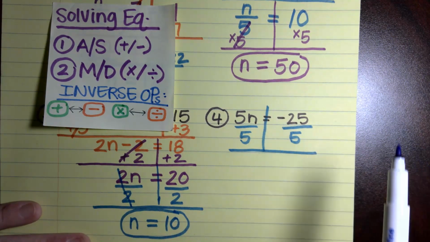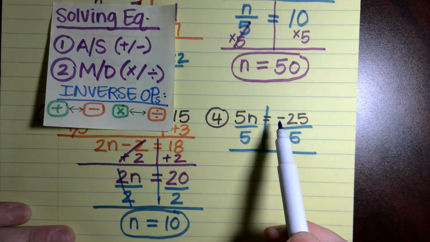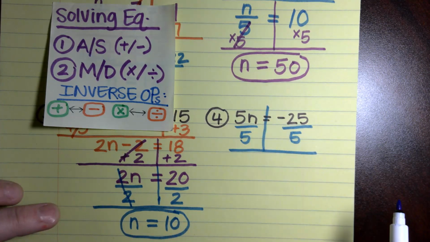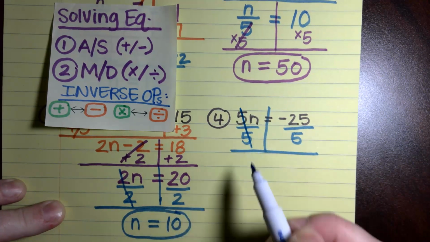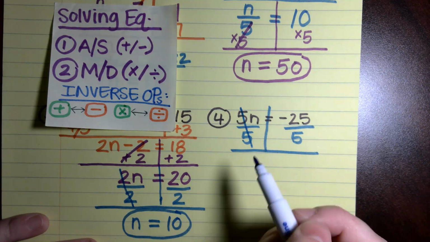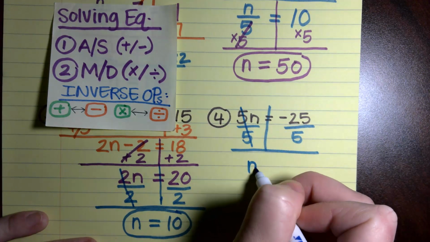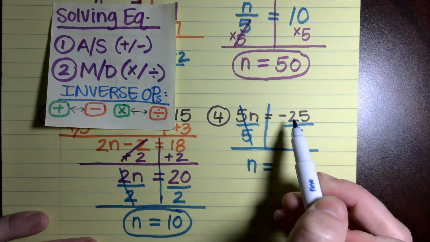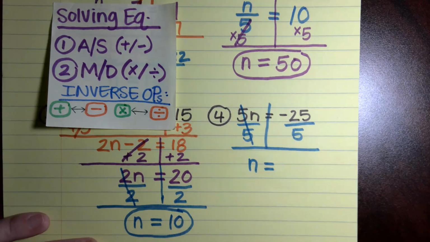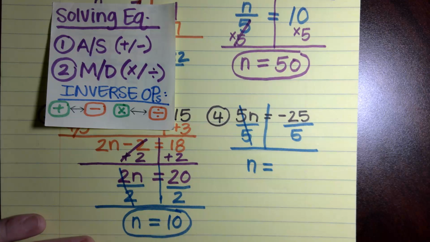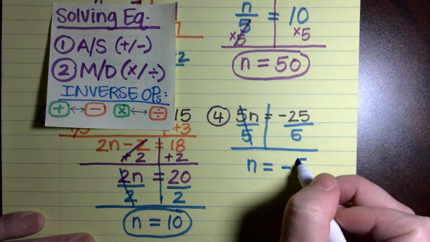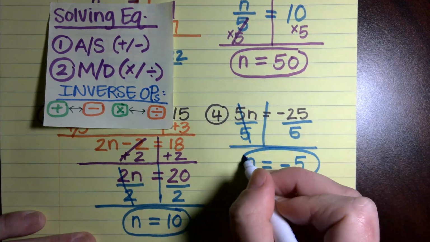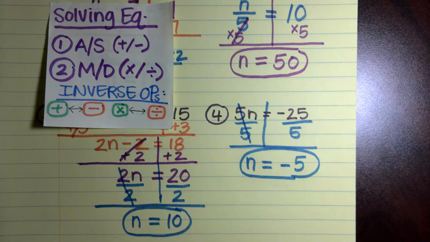Now the only thing I'll warn you on here is pay attention. This is a negative 25. So my 5's cancel. I'm left with n equals, and then what is negative 25 divided by 5? Negative 5. Good job. All right, that's all there is to it, guys. Any questions about that process?